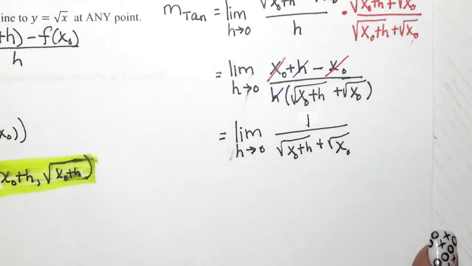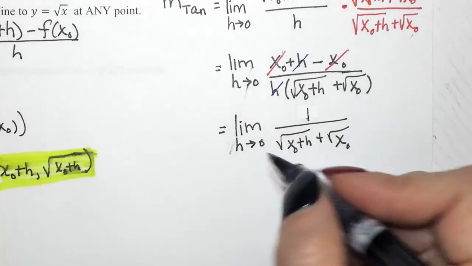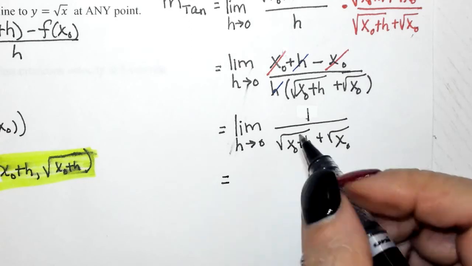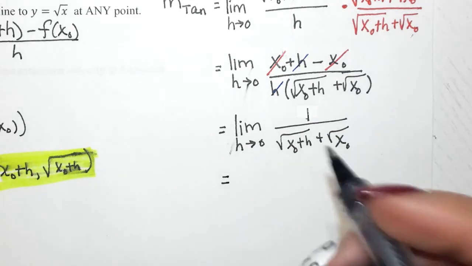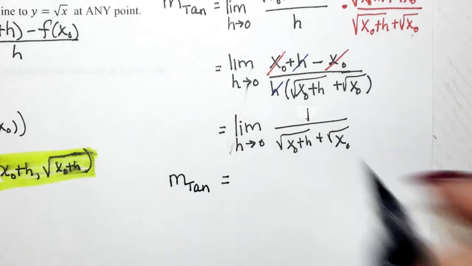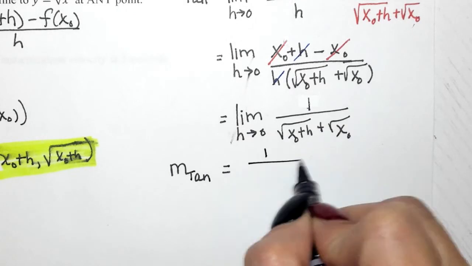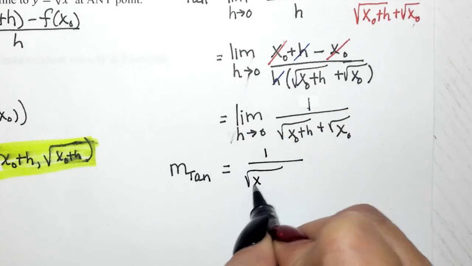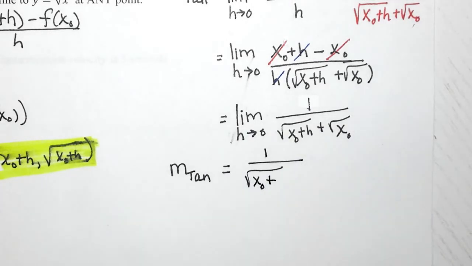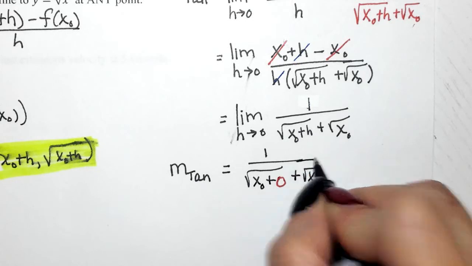Okay. Well, what happens now if I go ahead, can I plug 0 in now? Because now I don't get 0 in the denominator. So what happens if I actually plug in the 0 now? So here we go, the slope of the tangent. And once we plug in the 0, we can lose the limit. So it would be 1 over the square root of x naught plus, and I'm going to put that 0 right here, plus the square root of x naught.